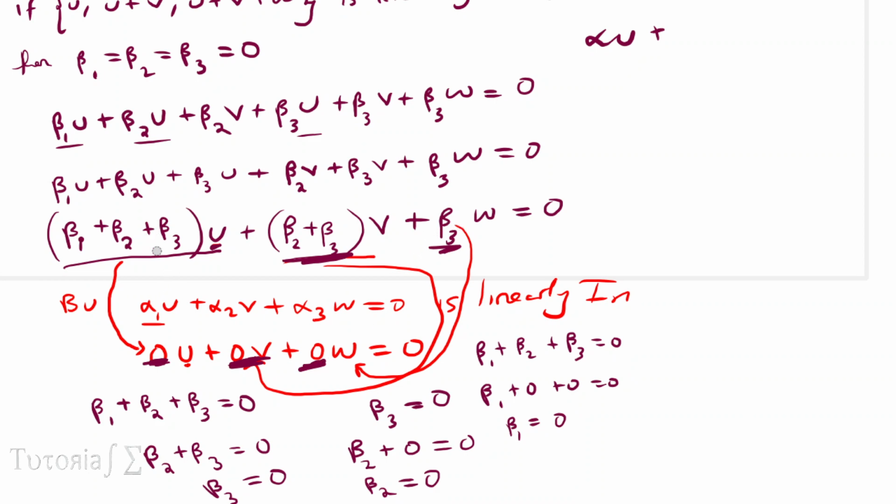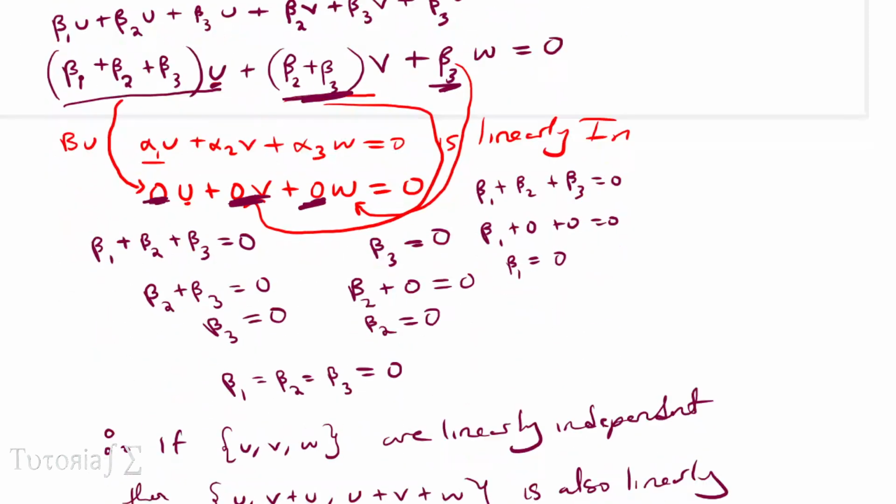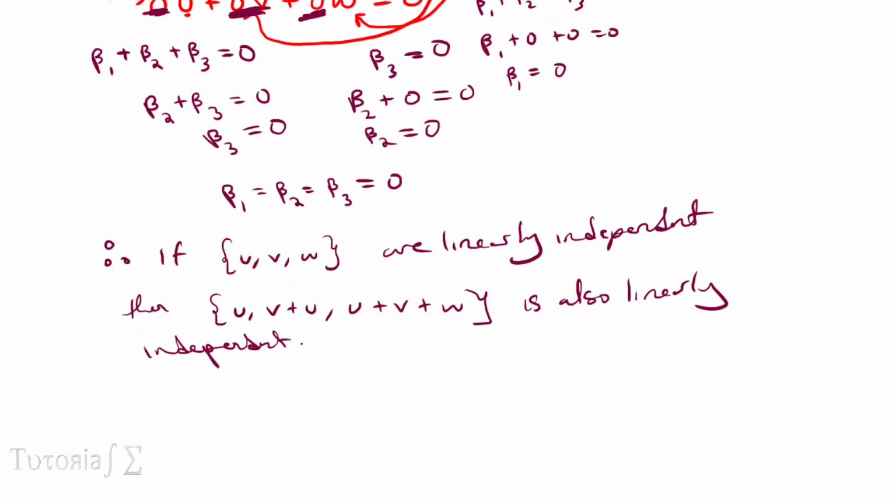Okay, so now we equate. This coefficient equated to 0 will give us that. We solve for beta 1, beta 2, and beta 3, and we find that they are all equal to 0. Since they are all equal to 0, we conclude that this set is linearly independent. So this is how you're supposed to work this one out.